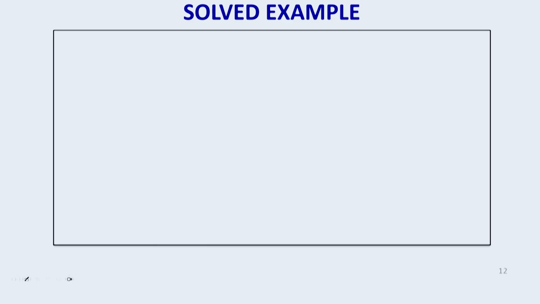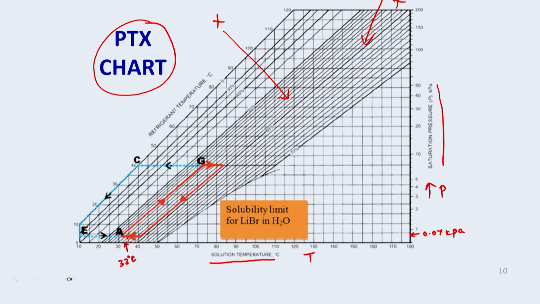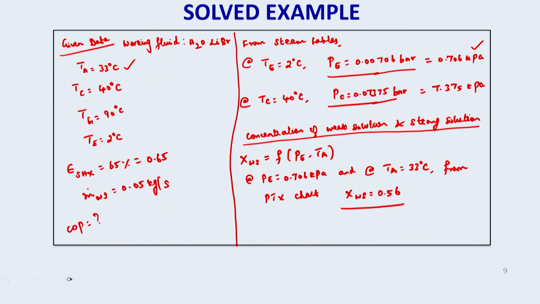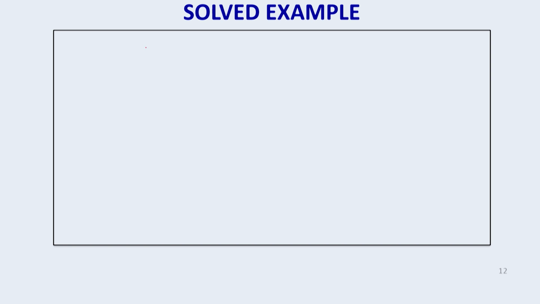So the concentration of the weak solution comes to 0.56. That is 56% absorbent, and the remaining 44% is refrigerant. Here again, let me emphasize, weak solution is weak in absorbent, strong in refrigerant. In a water lithium bromide system, we define weak solution as weak in absorbent and strong in refrigerant. Strong solution is strong in absorbent, weak in refrigerant. So this comes to 0.56.